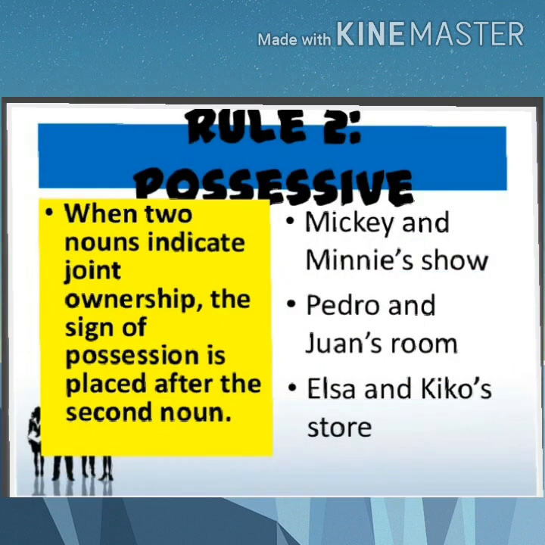Now let's see rule number 2. When two nouns indicate joint ownership, the sign of possession is placed after the second noun. For example, Mickey and Minnie's show, Pedro and John's room, Elsa and Kiko's store.